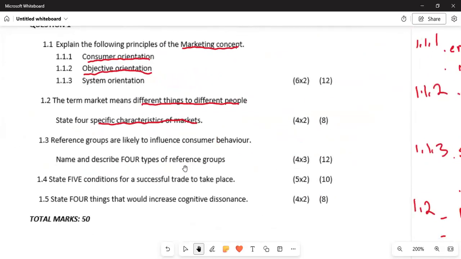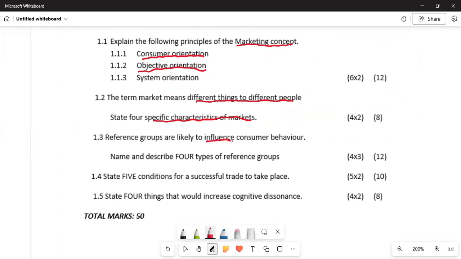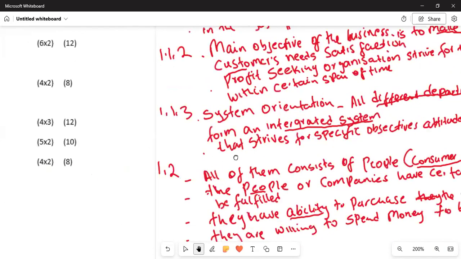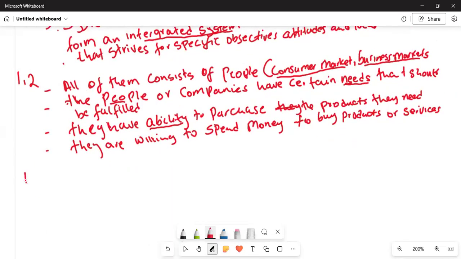Now we are coming to 1.3. So 1.3 reads as follows: Reference groups are likely to influence consumer behavior. Name and describe 4 types of reference groups. That is what we are expected to do. So now let us go straight to our answer book, under 1.3. So we are talking about the reference groups.